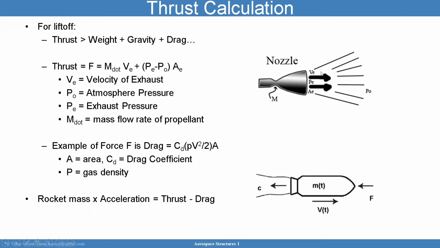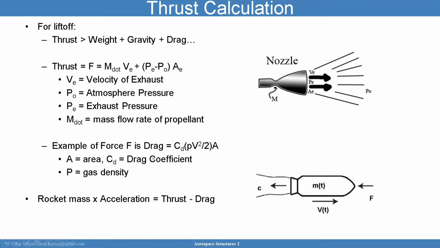An example of a force that thrust needs to be greater than is drag. Drag is going to cause the vehicle to slow down. So you want thrust to overcome drag, and that can be determined by the coefficient of drag times the gas density times the velocity of the vehicle squared divided by 2. That's your dynamic pressure right there: rho V squared divided by 2 is your dynamic pressure. And then A is the area. CD is the drag coefficient. This calculation gives you drag.